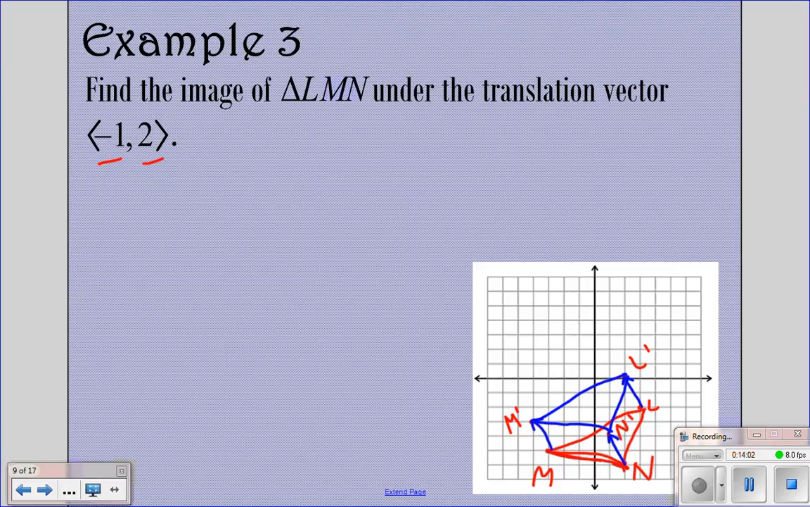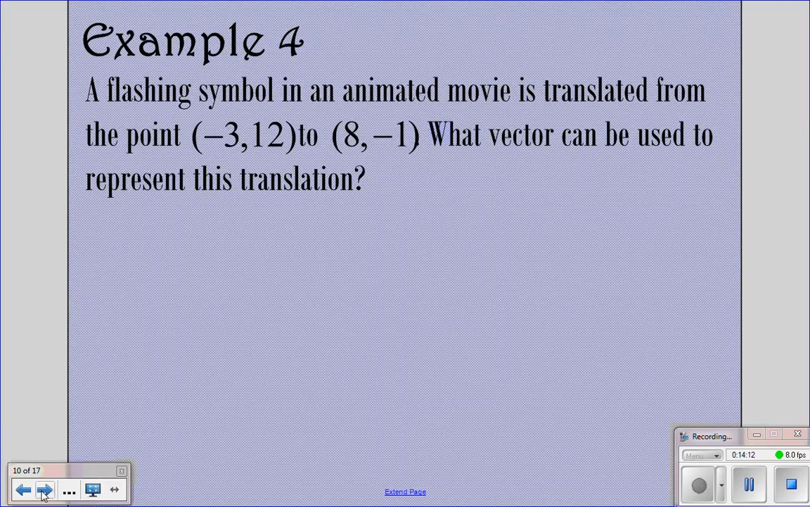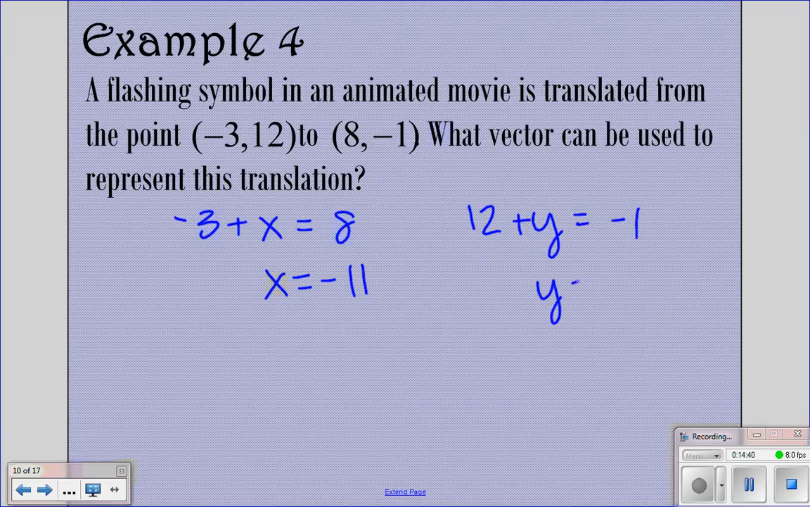Looking at this next example, we have a flashing symbol in an animated movie. It's translated from the point -3, 12 to 8, -1. And it wants to know what vector can be used to represent that translation. So -3 plus what x value gives us 8? Well, that would be when x is equal to -11. And then 12 plus what y value equals -1? Well, that would be when y equals -13. And so the vector that you would write would be -11, -13. Remember, you use your braces, not parentheses. Okay? So that would be the vector you would use.